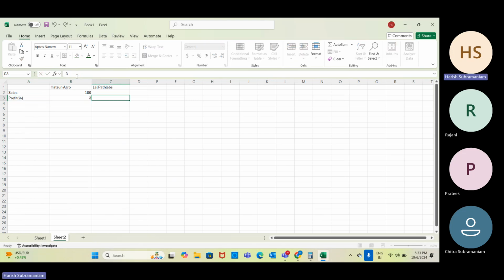So Hatsun Agro is making approximately 3 rupees. And for every 100 rupees in sales, Lal PathLab is making approximately 19 rupees. So what does this tell us?